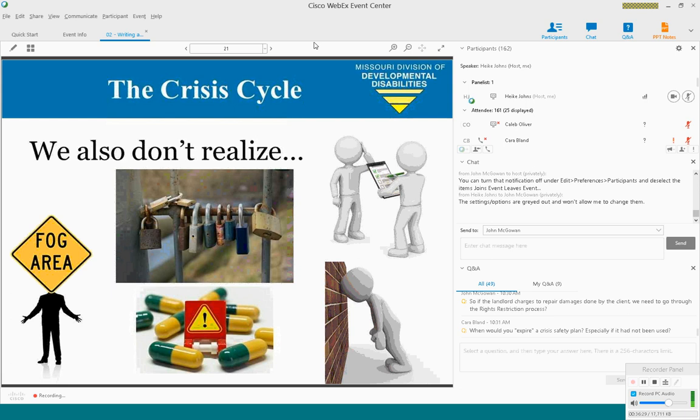Consequently, these are things that are really important to consider when somebody's transitioning from one place to another. Does the proposed new residential provider actually have the capacity and the access to resources that the person really needs?